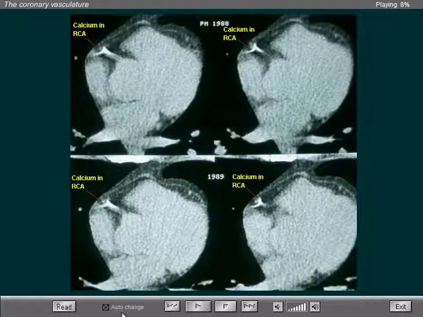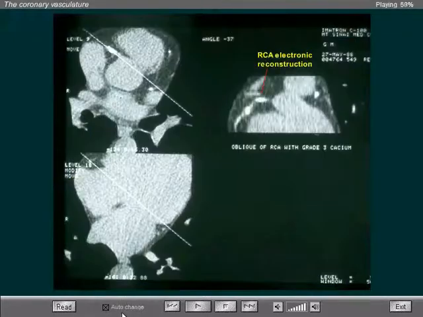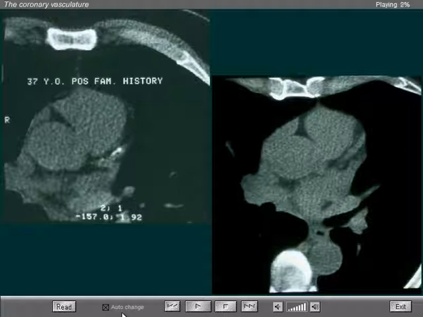The image that we are showing now represents 4 sections of the heart where we can see the distribution of calcium in the right coronary artery. The next image shows electronic reconstruction at the origin of the right coronary artery. Note the eccentric plaque formation. Minimal changes secondary to atherosclerosis are characterized by punctate or plaque-like calcifications, as noted in this image.